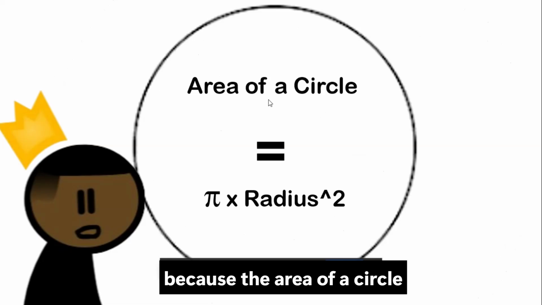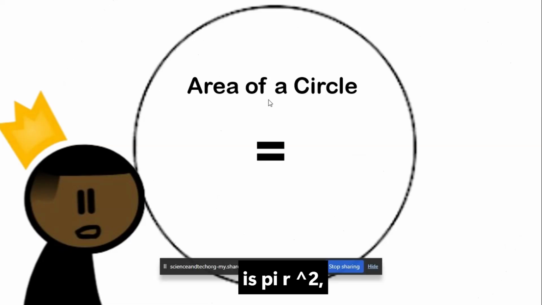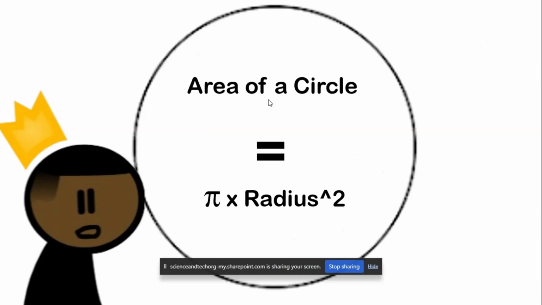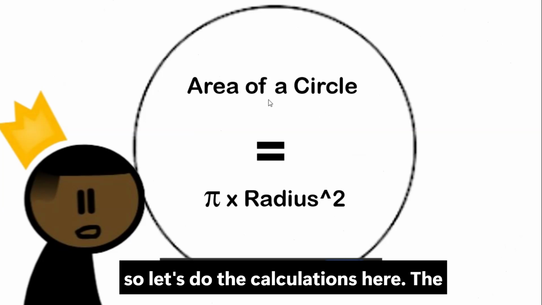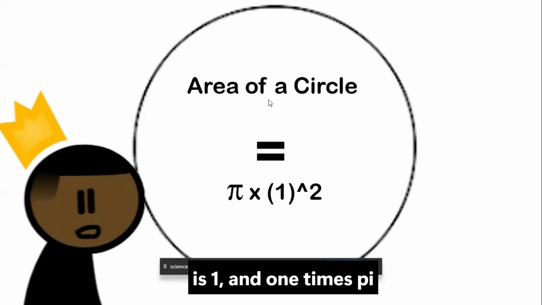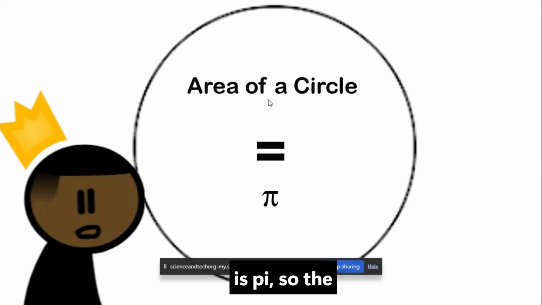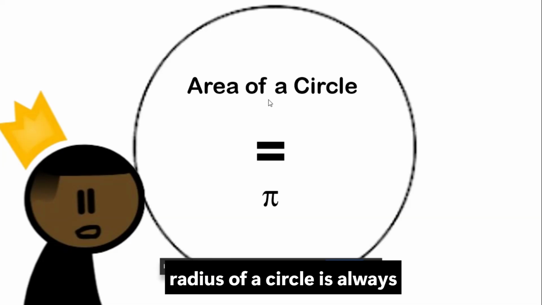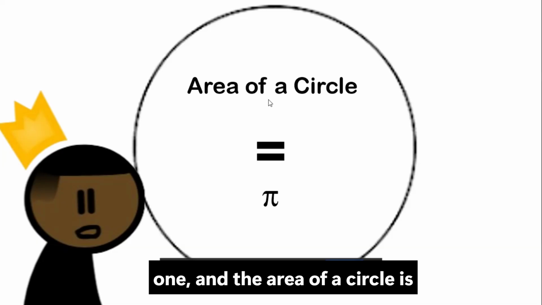The reason for that is because the area of a circle is pi r squared. So let's do the calculations here. The radius is 1, 1 squared is 1, and 1 times pi is pi. So the radius of a circle is always 1, and the area of a circle is always pi.